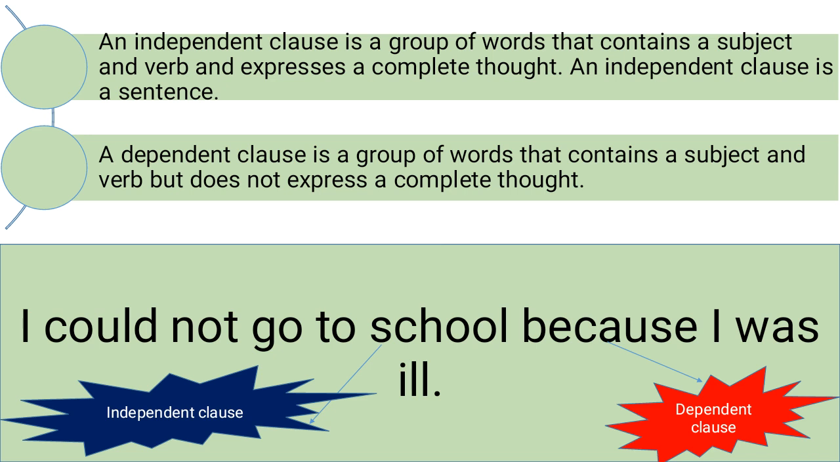Here you can see that there is an example. I could not go to school because I was ill. So the first part is your independent clause because this part can give meaning without your second part. Okay, I could not go to school because I was ill. I think the independent clause and dependent clause are clear.